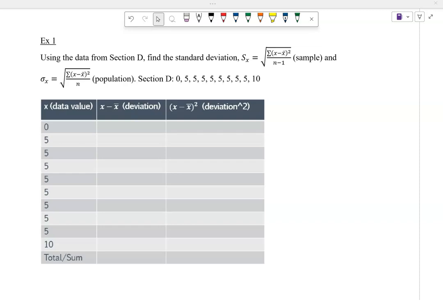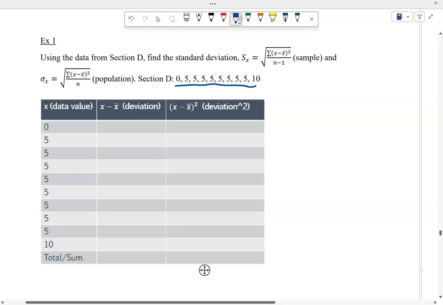We're going to find the standard deviation for the sample, and we'll go ahead and do the standard deviation for the population. So here's all my data. First thing is I list all my data in that first column. See how it's all listed: 0, 5, 5, 5, 5, 5, 5, 5, 5, and then a 10, right?